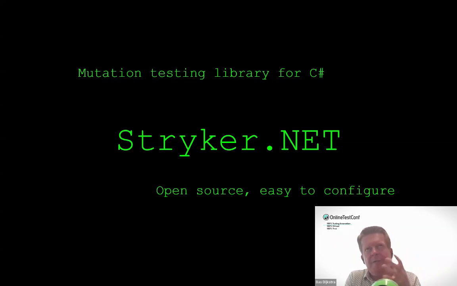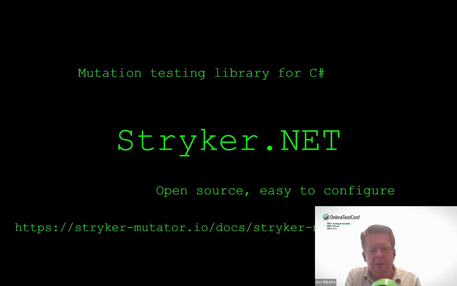Every major programming language has at least one and often multiple different mutation testing libraries. Stryker.net is the most popular and most sophisticated one, as far as I know, for the C Sharp ecosystem. So that's why it was a good choice for me for this case. It's open source, again, I like that. Easy to configure. If you want to know more, this is a great resource. Just Google Stryker.net documentation, and this will probably be one of the first Google hits.